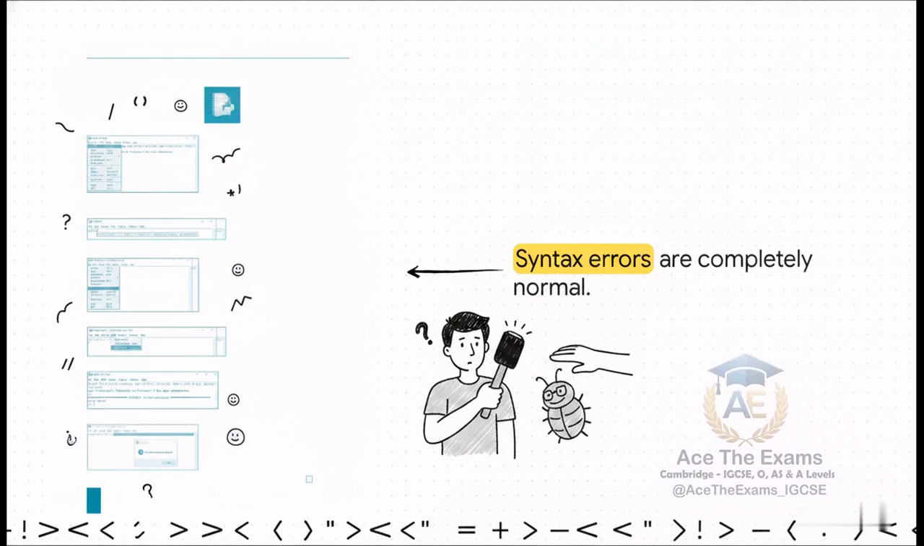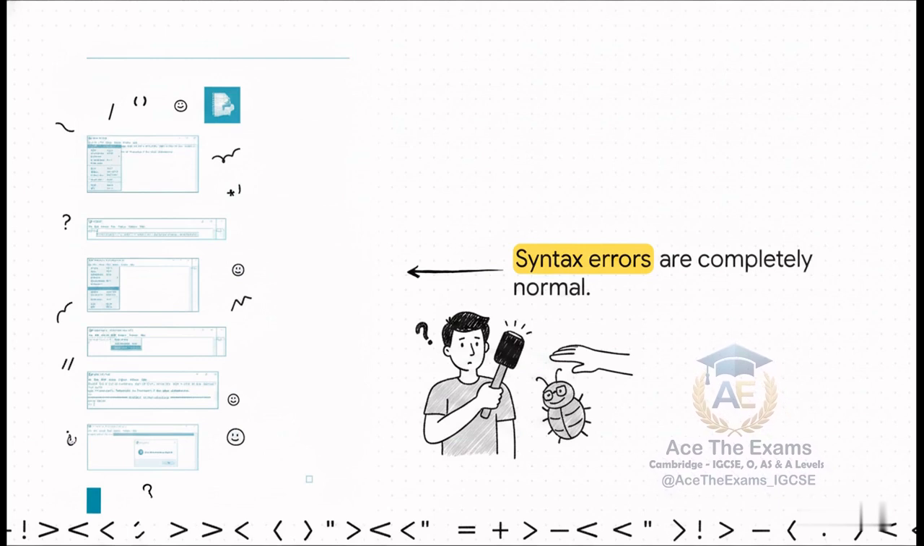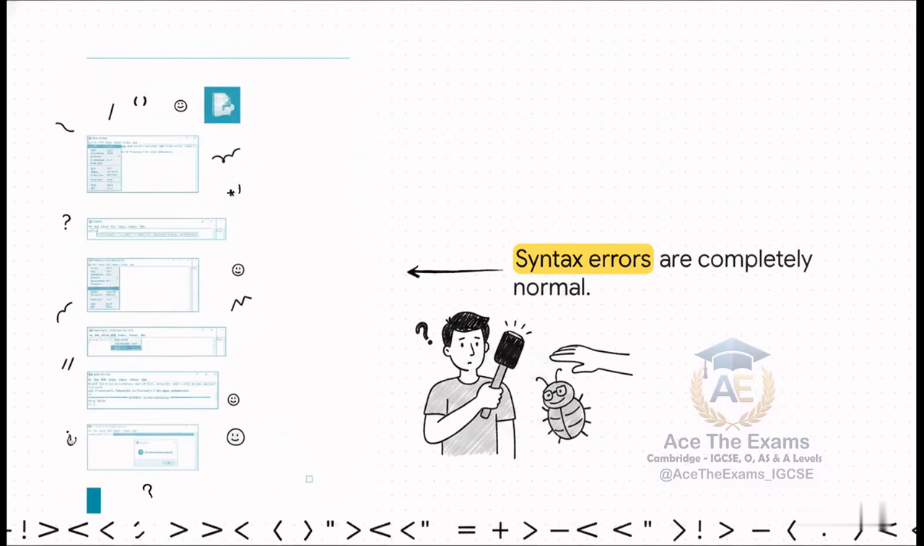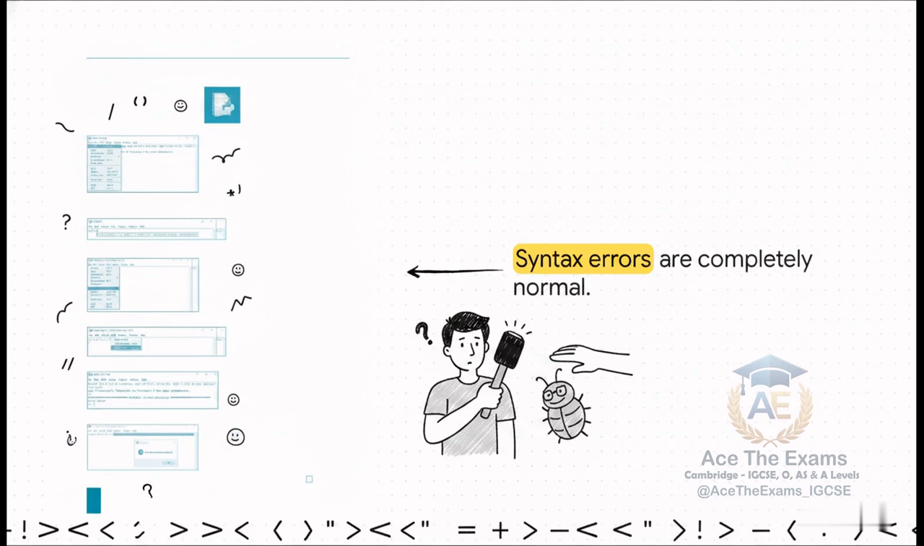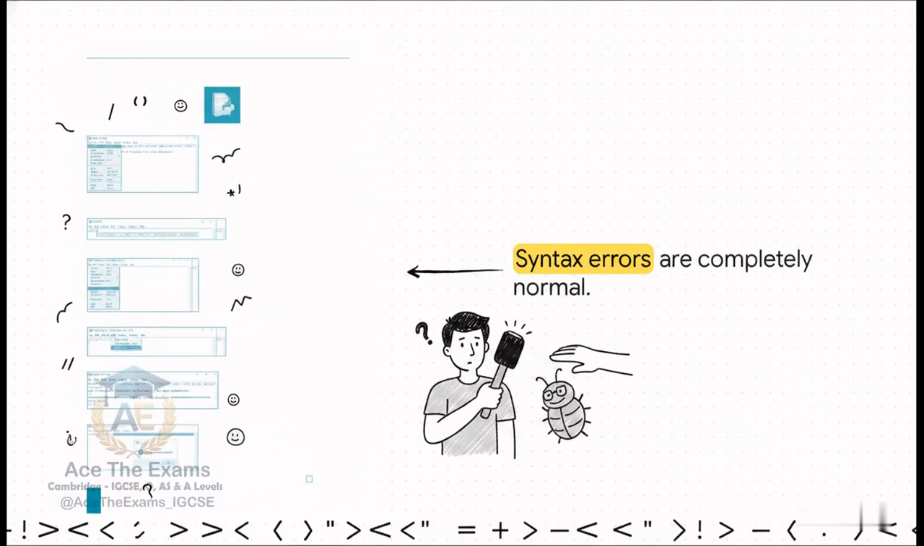In fact, here's a great piece of trivia. The first computer bug was an actual, literal moth trapped in a physical relay switch back in 1947. Your IDE isn't yelling at you, it is simply tapping you on the shoulder to help you find a simple typo before the program runs.